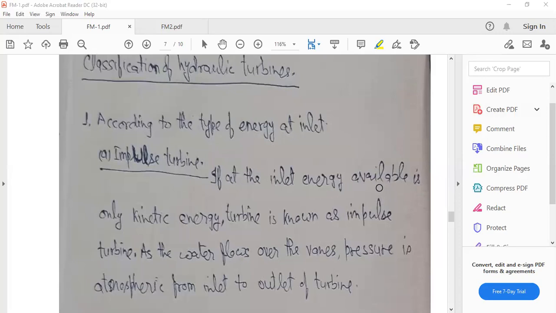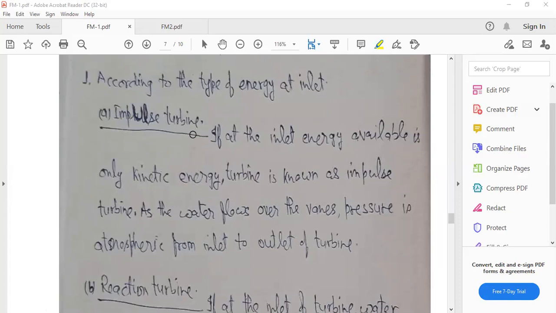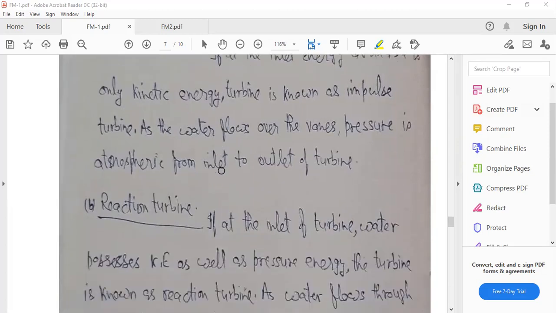If at the inlet the energy available is only kinetic energy, the turbine is known as impulse turbine. As the water flows over the vanes, pressure is atmospheric from inlet to outlet of turbine. So in these impulse turbines, the pressure remains constant. That is, pressure remains atmospheric. There is no change in pressure in impulse turbine.